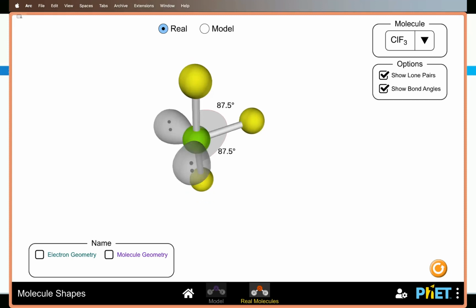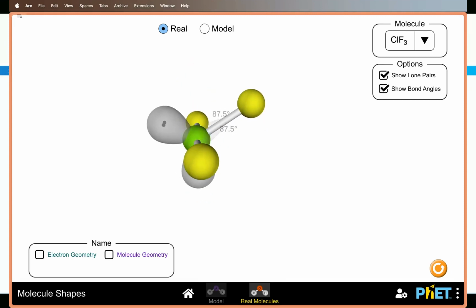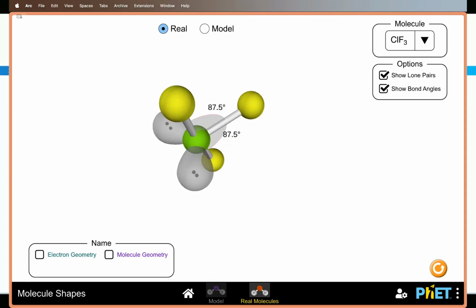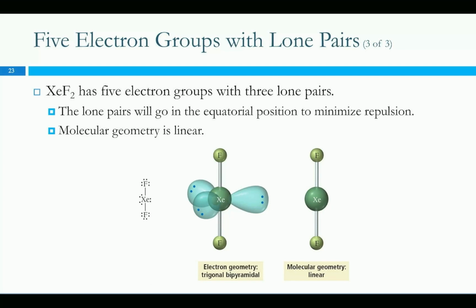I thought you'd be able to see this too, but it doesn't show it. I would expect this angle to be less than 120 and this one to be more than 120, because the lone pairs are repelling against each other. As soon as I go to 3 lone pairs, we're still in this 5 electron group family, the AX5 family. So this would be AX2E3.